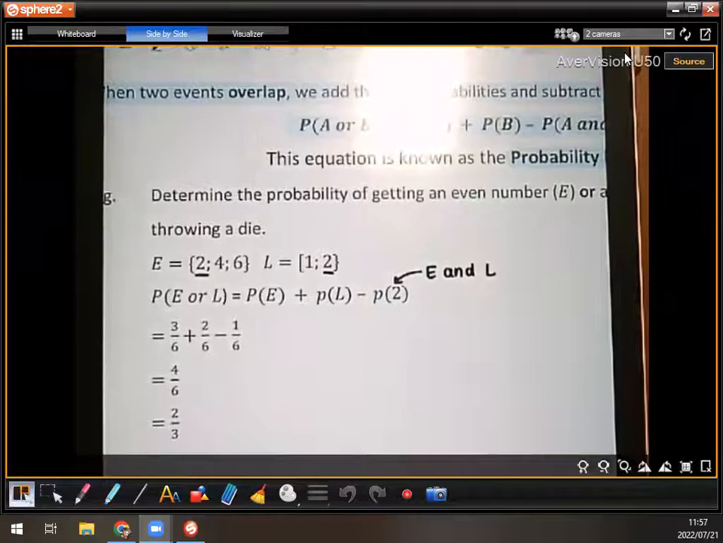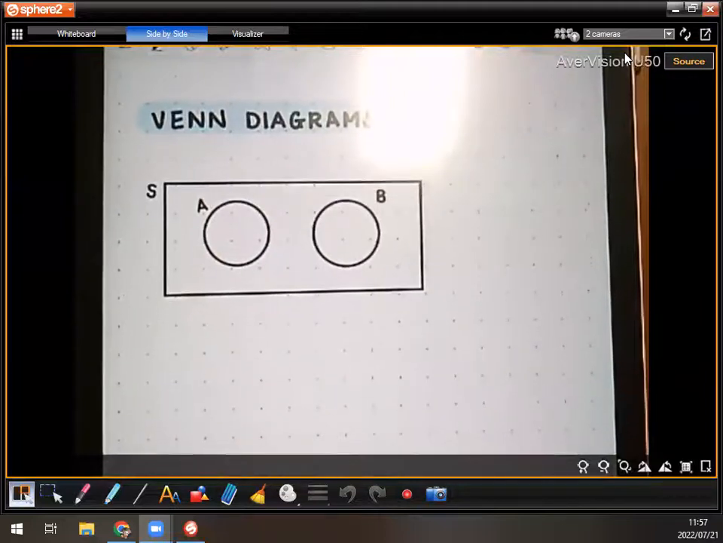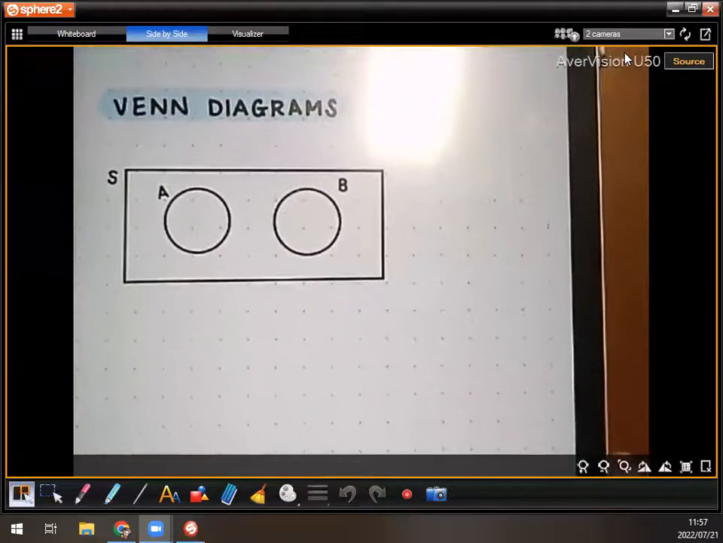How do we spell Venn? Venn diagrams. Okay, are we ready, guys? There you go. Just copy that down. Venn diagram.